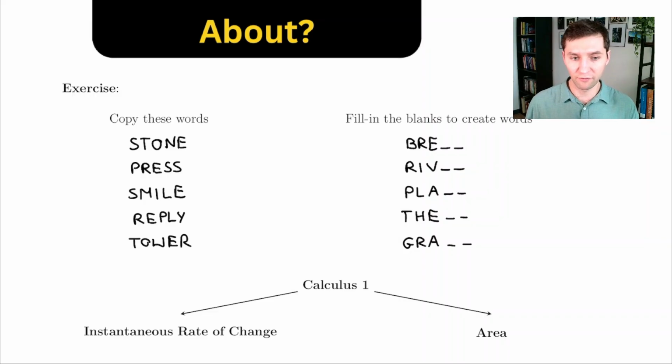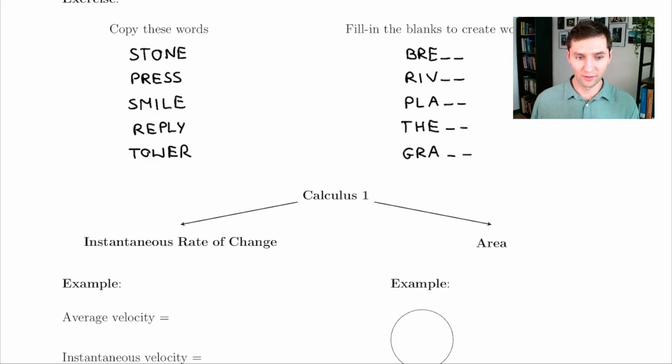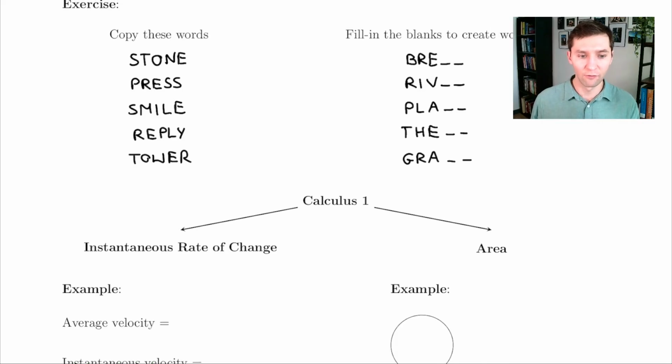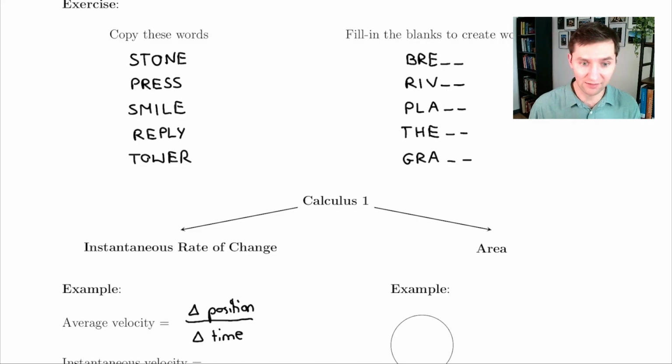Imagine you just drove 60 miles in 2 hours. What was your average velocity? I believe many of you would say it's 30 miles per hour. You simply divide 60 by 2. This is a general formula for average velocity. You take the change in position and you divide it by change in time. And I'm using here a symbol delta, which stands for a change.